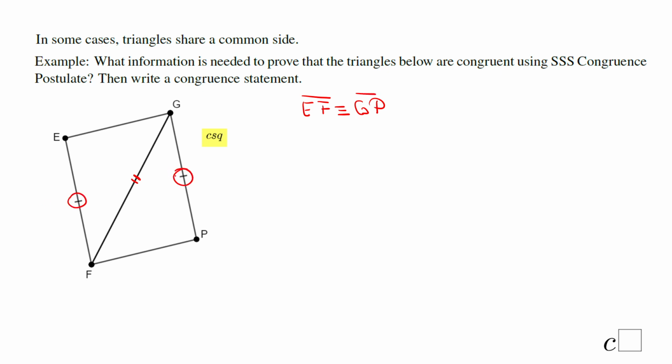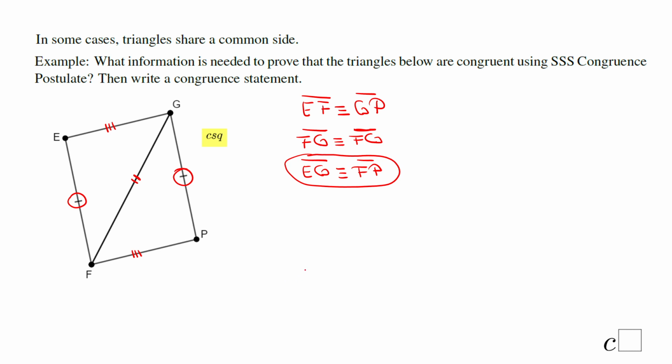And then we have that common side. Look at here how I'm writing that. FG congruent with FG itself is that reflexive property we talked about a while ago. And now what is the information we need to prove by SSS? We need these two sides, EG and FP or PF, doesn't really matter. They need to be congruent. This is the information needed to prove these two triangles are congruent using the SSS postulate.